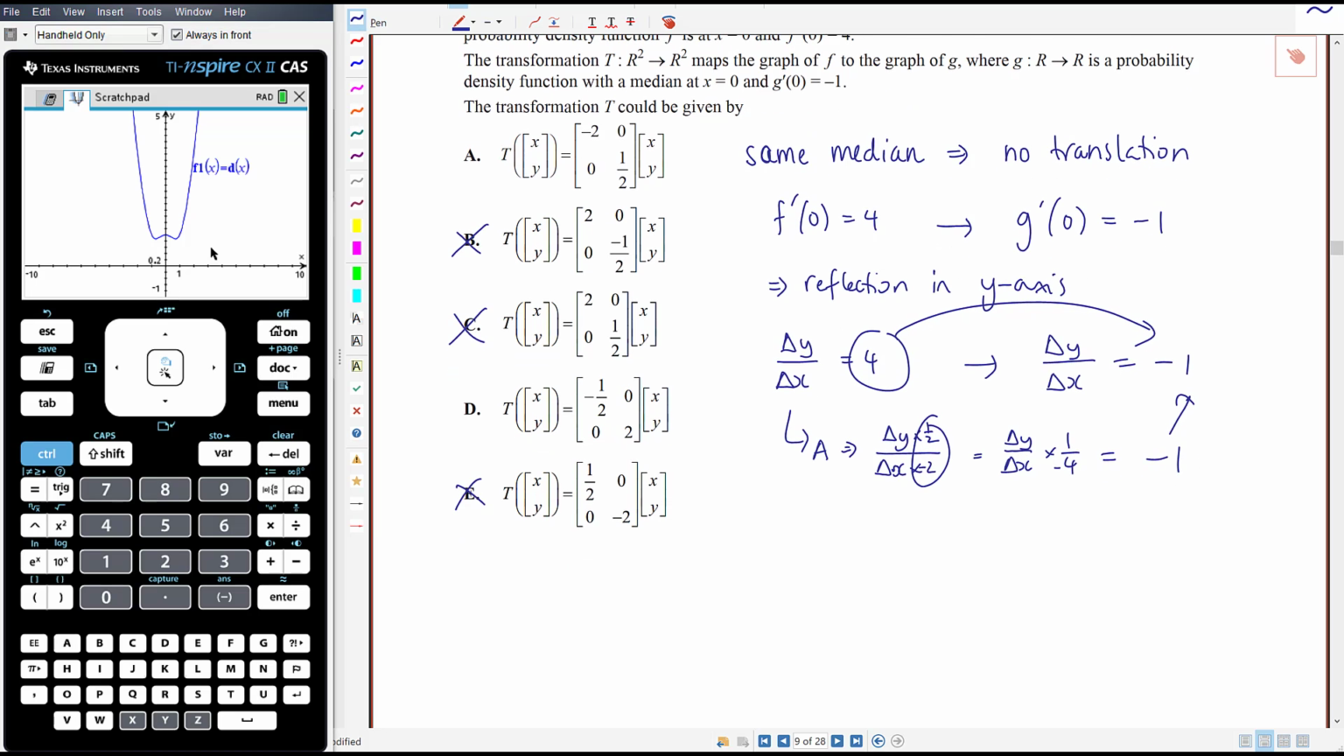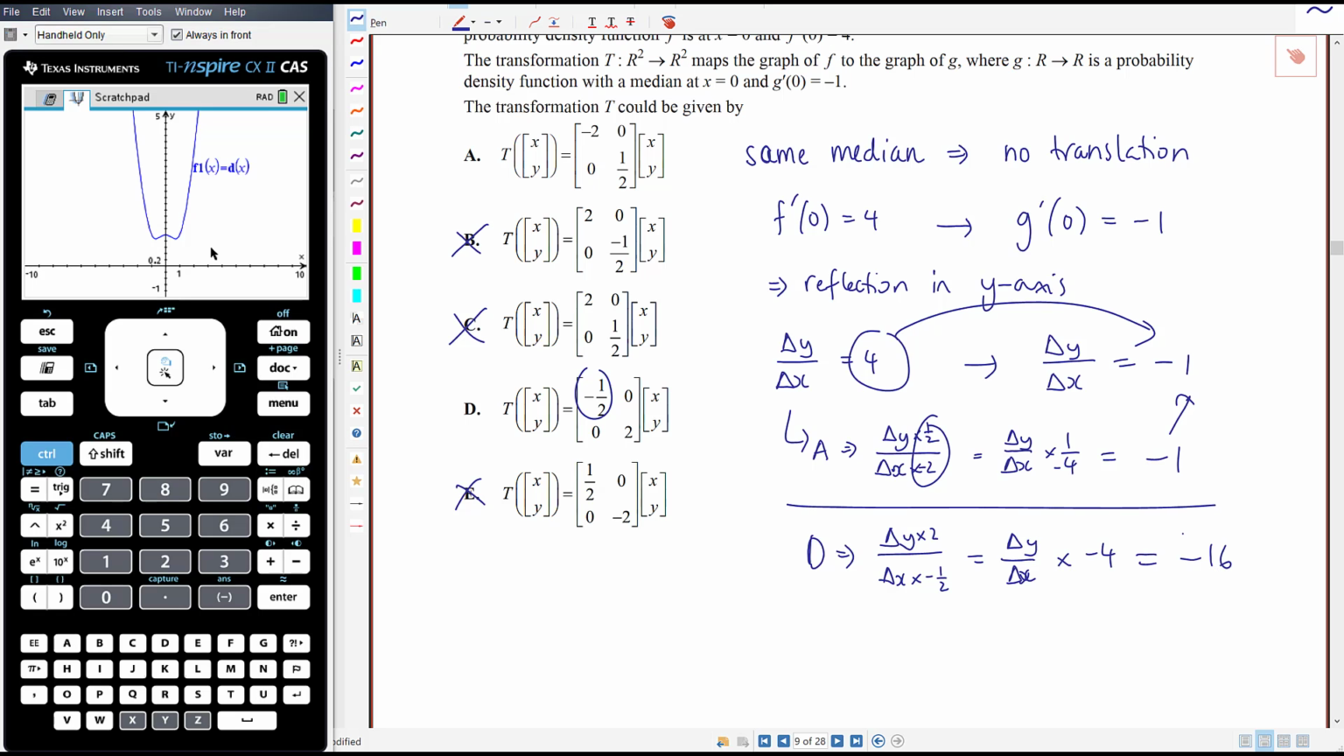Let's just check that D doesn't work. If we did option D, we'd be multiplying all the x values by -half. So the change in x would get multiplied by -half, and the change in y would get multiplied by 2, which would mean we essentially have change in y over change in x multiplied by 2 divided by -1/2, which is 2 times -2, so multiplying by -4, which would give us -16. So that one's not going to work. So we want option A.